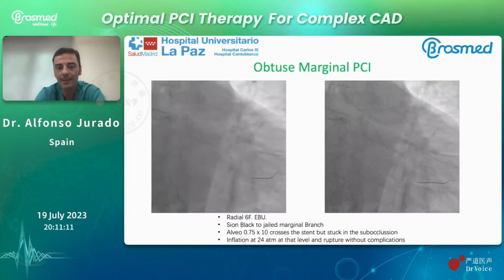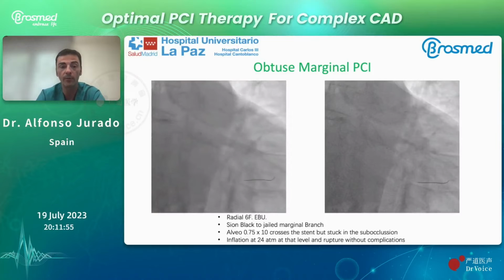We could cross the side cells of the stent towards the marginal branch with a Sion Black wire. And this is the Alveo 0.75 by 10 millimeter balloon that crossed the cells of the stent quite easily, but was stuck in the subocclusion of the branch. Although in the angiography it seems not to be very calcified, the IVUS afterwards confirmed that the calcification was at least moderate. So we decided to inflate the balloon at this site over the rated burst pressure, 24 atmospheres, and the balloon was broken at that time without any complication.